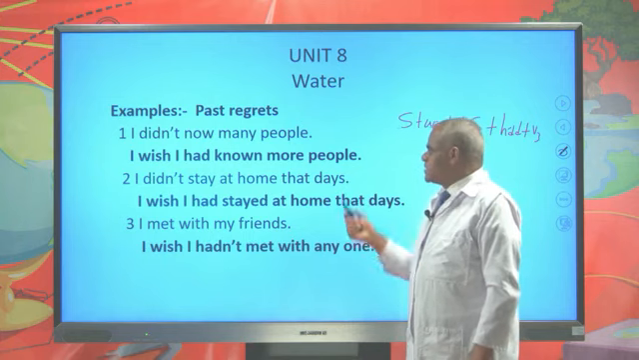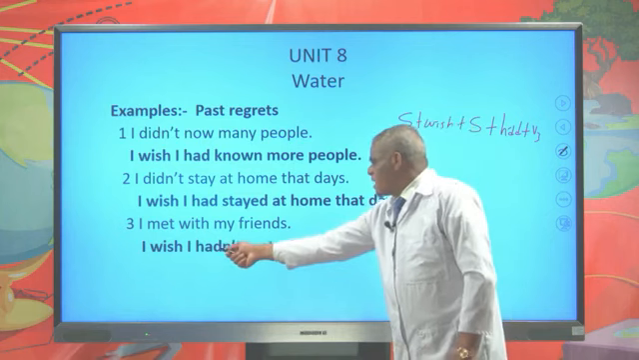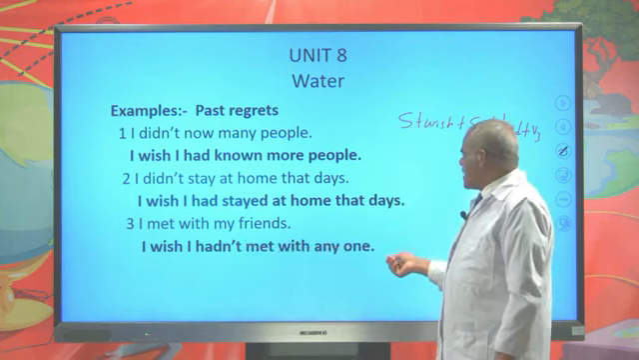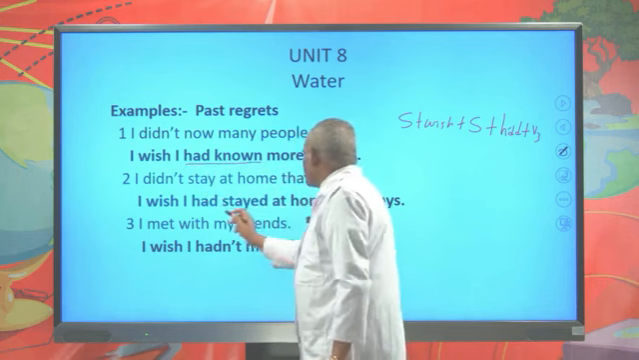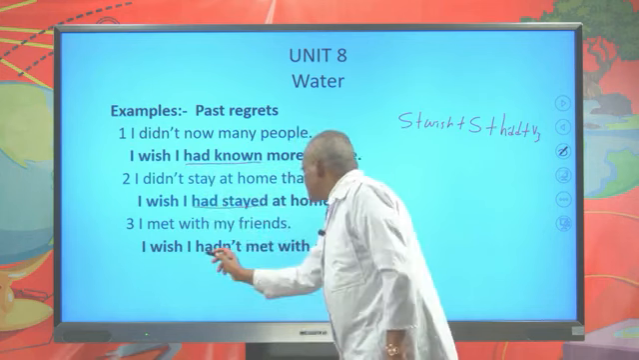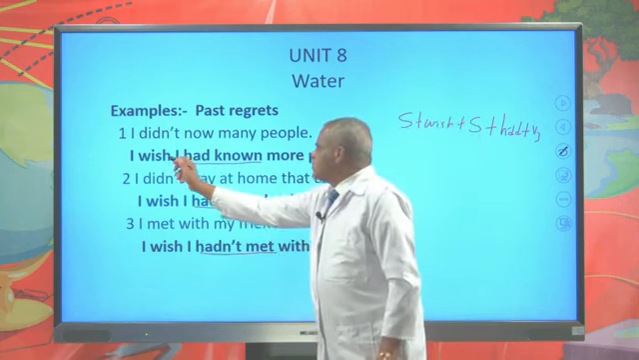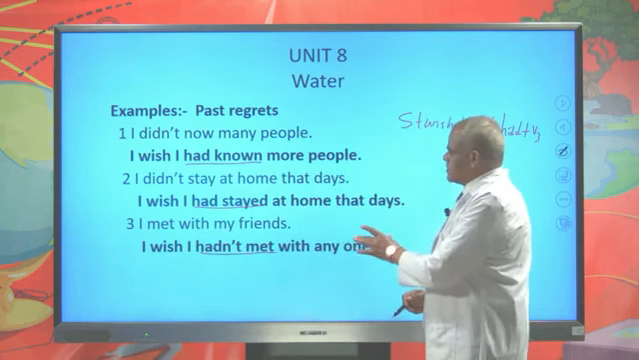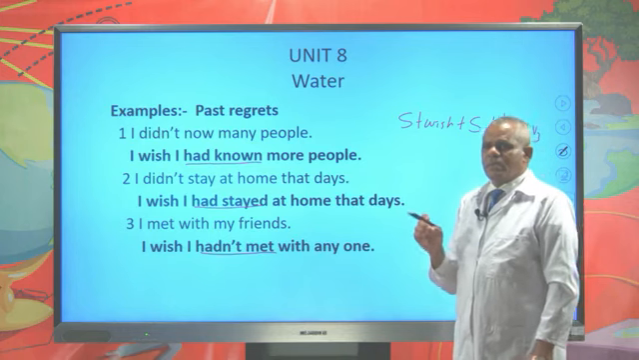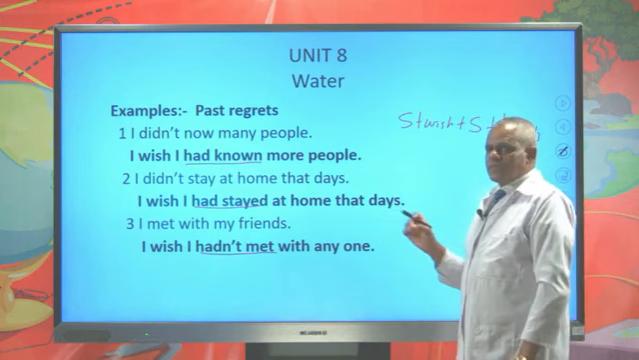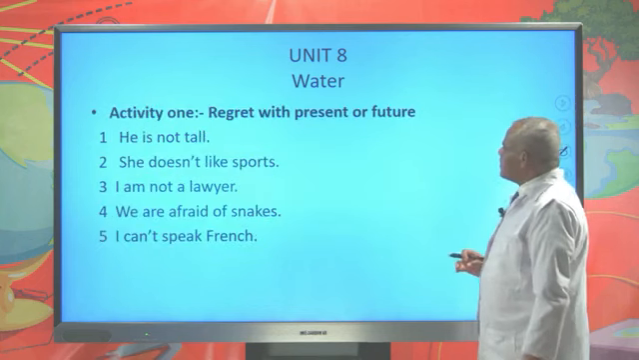I use the same sentences, but with different contexts. I met with my friends. I wish I hadn't met with anyone. Look at the forms here, right? Had stayed, past perfect tense. Hadn't met, past perfect tense. So, subject, wish plus subject is the same. So when you regret about the past, you can make your sentence in this way. Good.